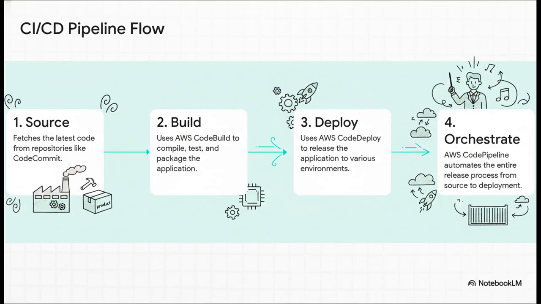And this right here is a perfect way to visualize the flow. Honestly, think of it like a factory assembly line. You start with your raw materials, which is your source code. Then you have the build stage, where you assemble it. Next, you deploy it, you ship the finished product. And of course, you need a manager overseeing the whole thing, orchestrating the process. Well, AWS has a specific tool for every single one of these stages.